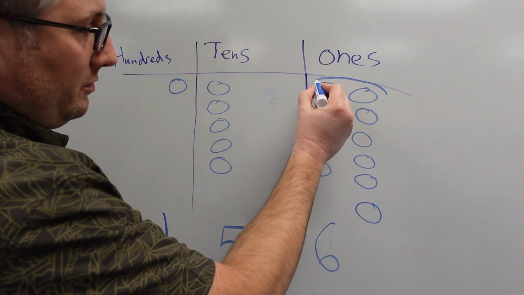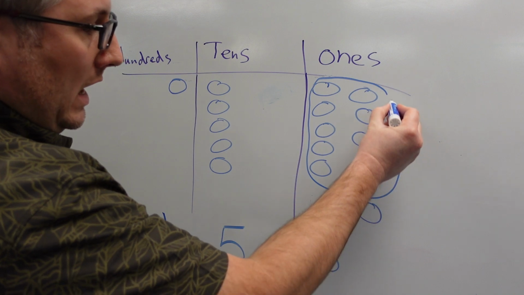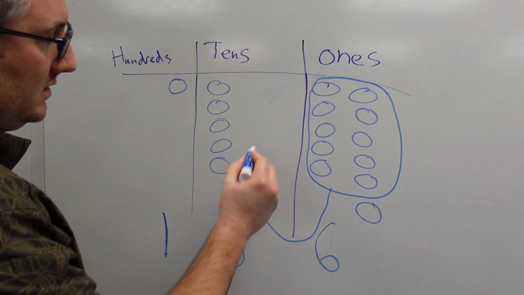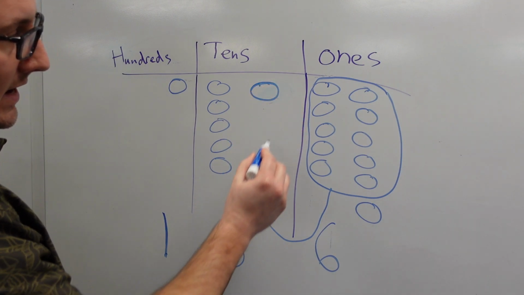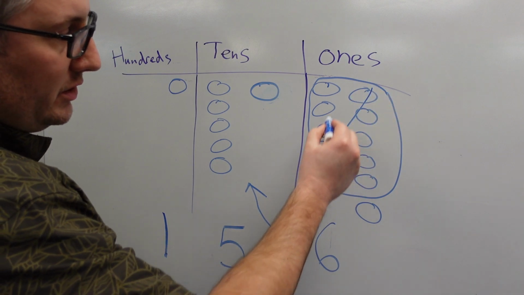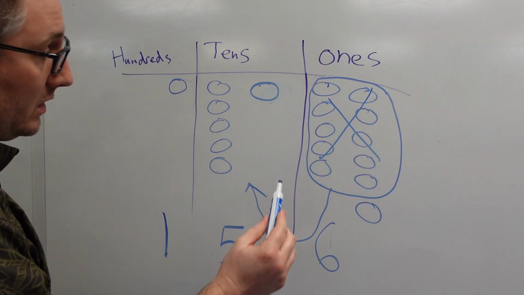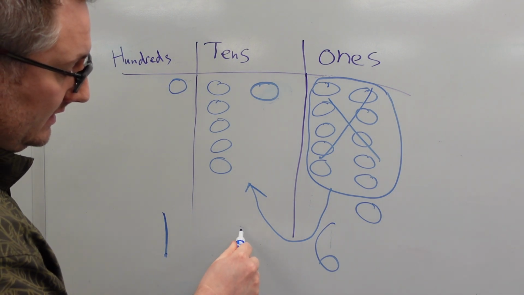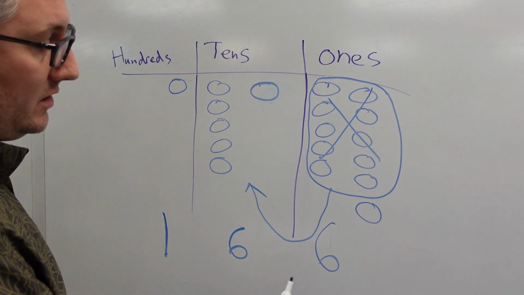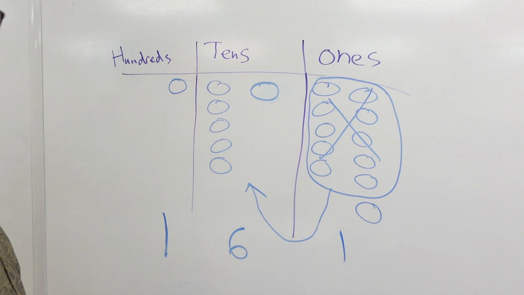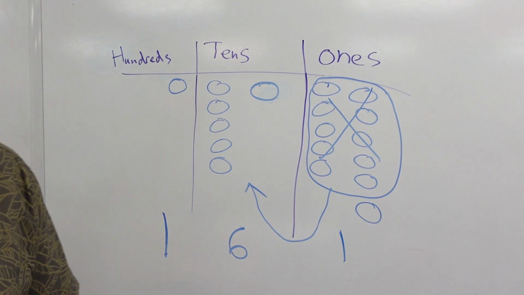I circle my group of 10. I rebundle them and move them over to the tens place. I add the 10 ones as 1 ten. Make sure that you don't count those. So now you have 100, you have 6 tens, and then you have 1 one. 161. That's our new number.